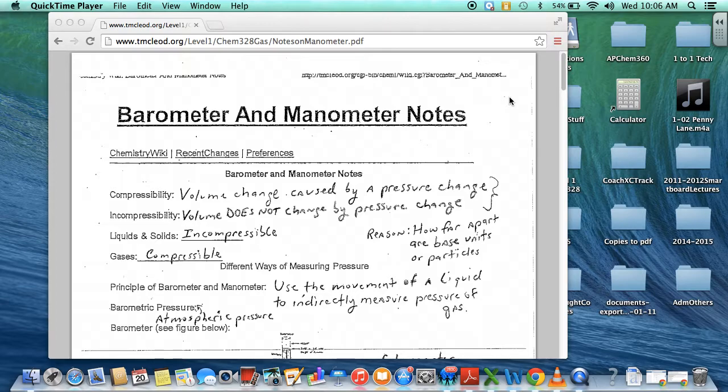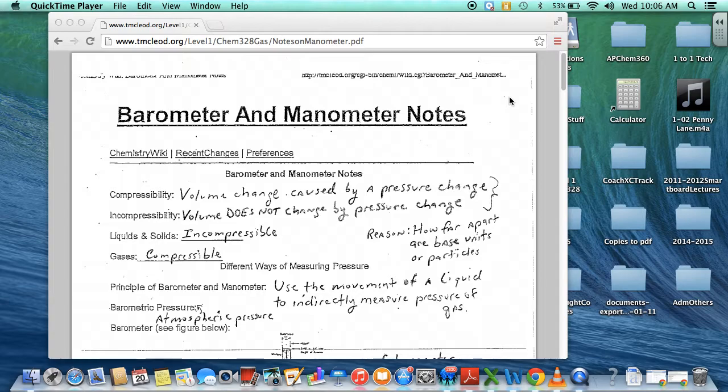Compressibility means that if you change the pressure of a substance, its volume is going to change. Incompressible or compressible, those are the words used. If it's incompressible, if you apply a pressure, the volume does not change.